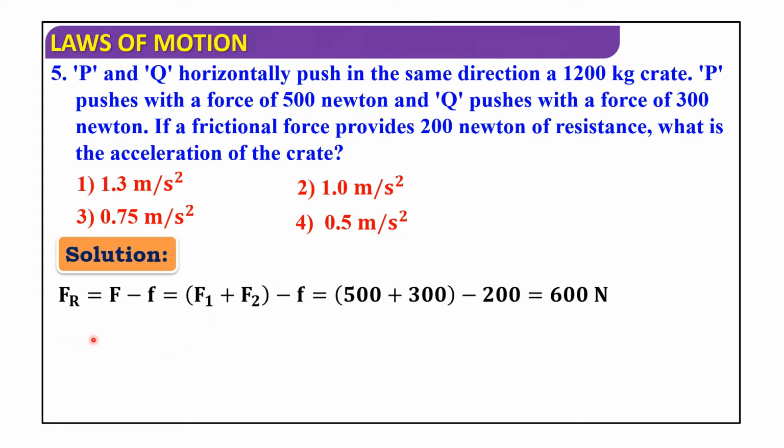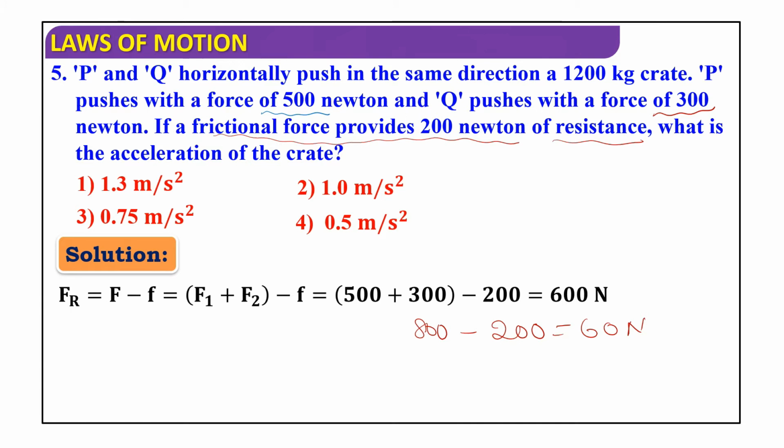So here resultant force is equal to F minus f. Here F is nothing but F1 plus F2 minus f. Substituting values, here they given as 500 newtons and 300 newtons. So 500 plus 300 minus f, 200 frictional force provides 200 newtons of resistance. So f is nothing but 200. Here 500 plus 300, 800. 800 minus 200, 600 newtons.